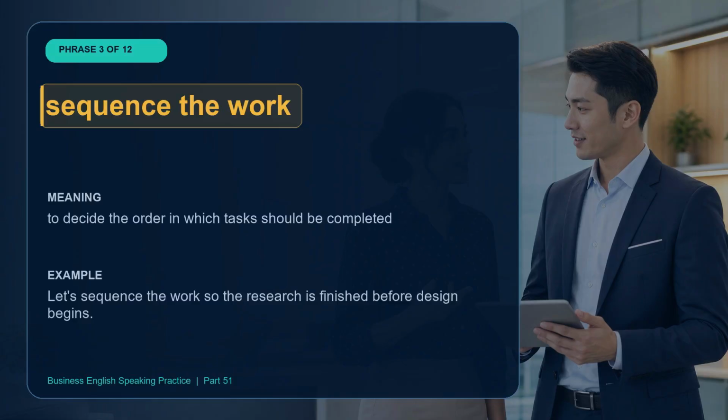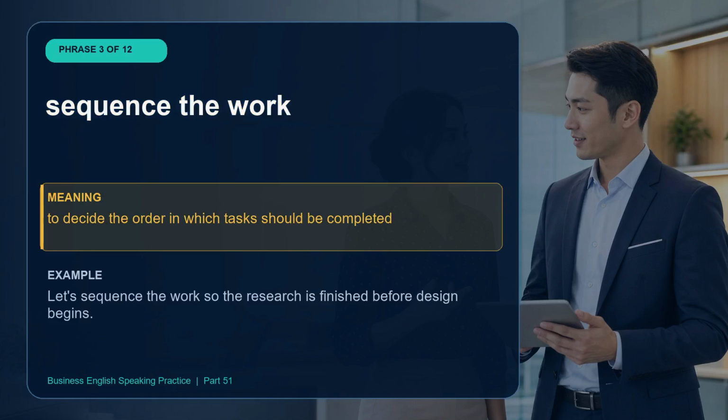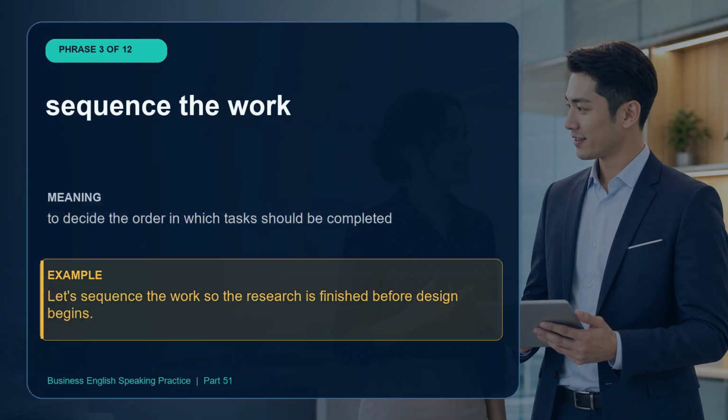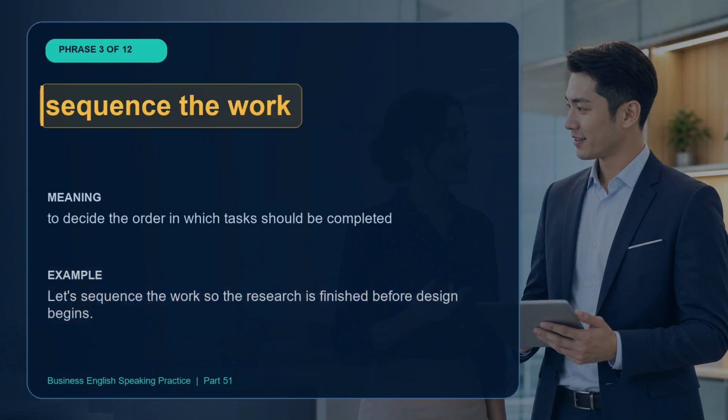Sequence the work. Meaning, to decide the order in which tasks should be completed. Example: let's sequence the work so the research is finished before design begins. Some tasks cannot start until other tasks are complete. When you sequence the work, you arrange activities in a practical order and make dependencies visible.